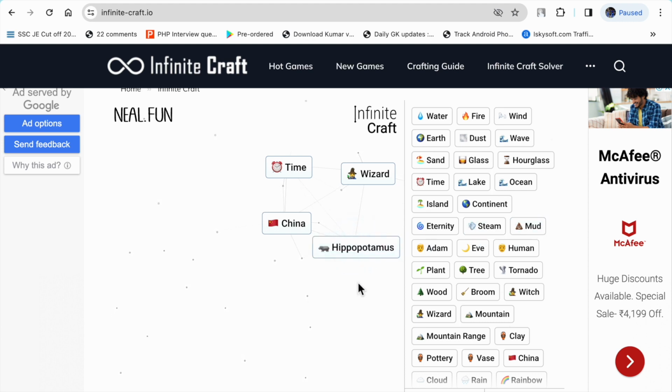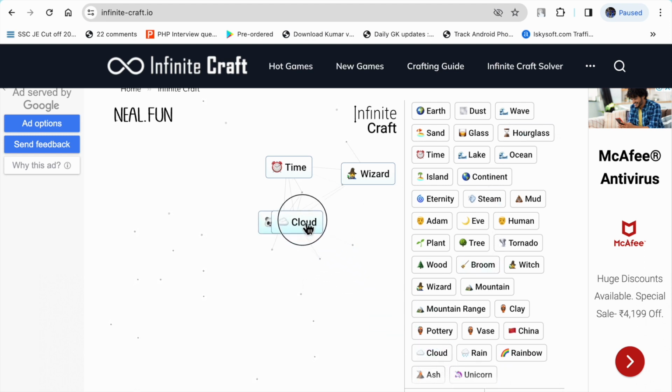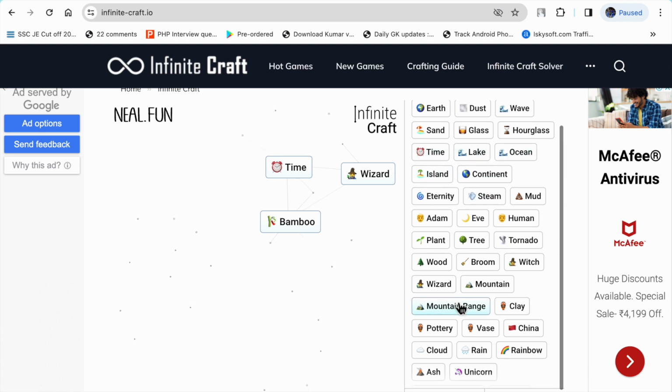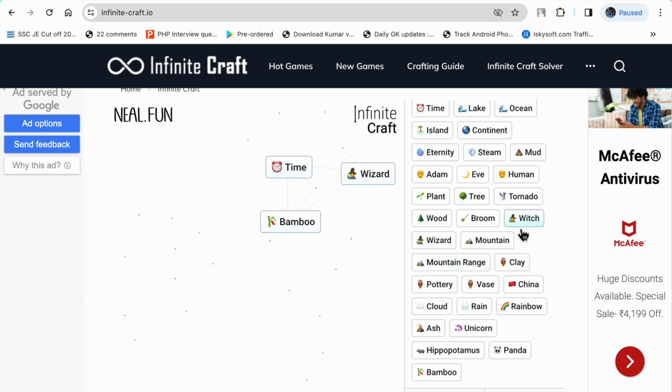Now unicorn plus mud. This makes hippopotamus. Hippopotamus plus China. This makes panda. Now panda plus cloud. This makes bamboo. Bamboo plus clay. Okay, bamboo plus clay. This makes flute.